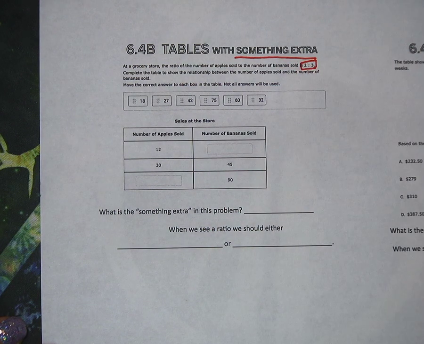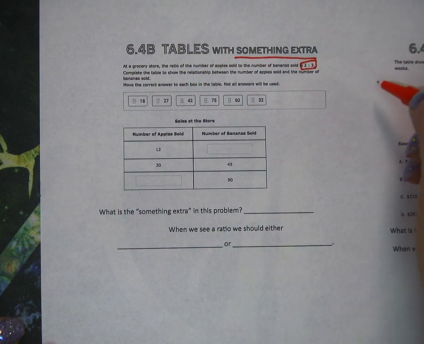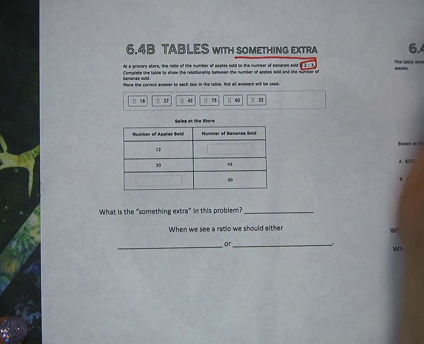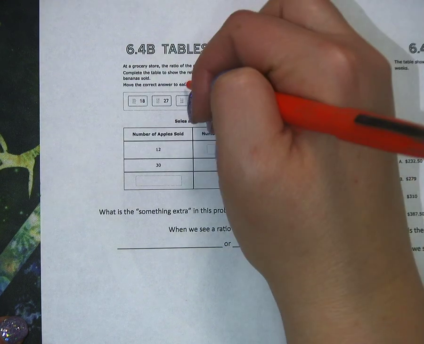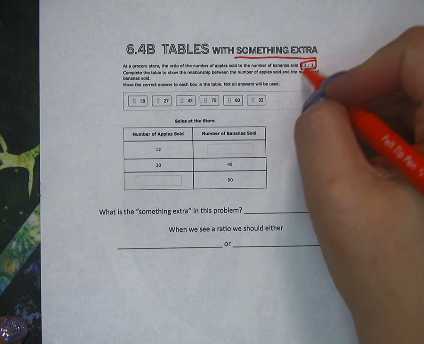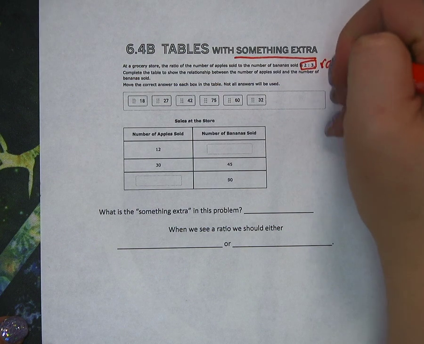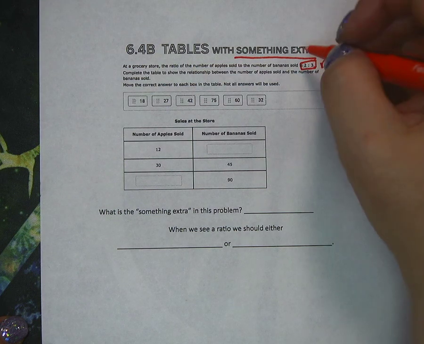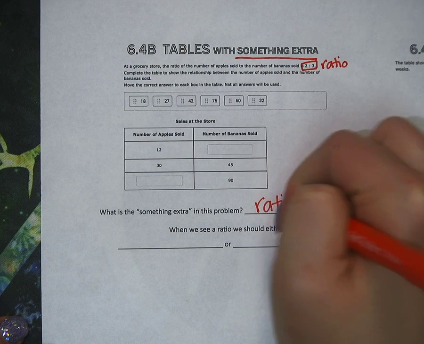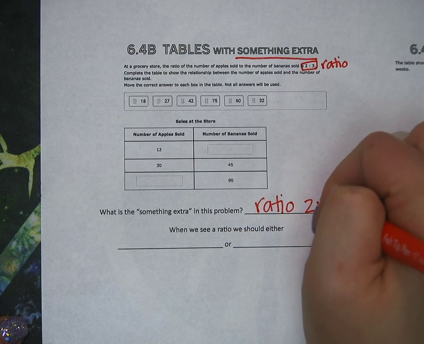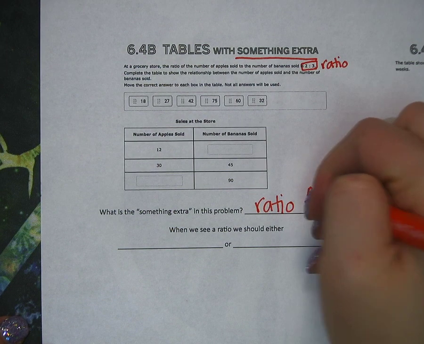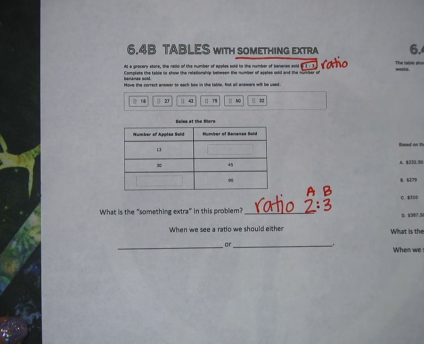So it says complete the table to show the relationship between the number of apples sold and the number of bananas sold. So I know Ms. Cups just talked to you about the word relationship. However, in this case, we're not looking for the rule. We are going to use the rule they already gave us, which is 2 to 3, which again was a ratio. So there's something extra in this problem, a ratio, specifically for this problem 2 to 3, and that's 2 apples for every 3 bananas.